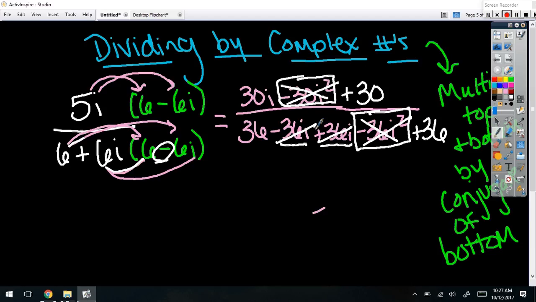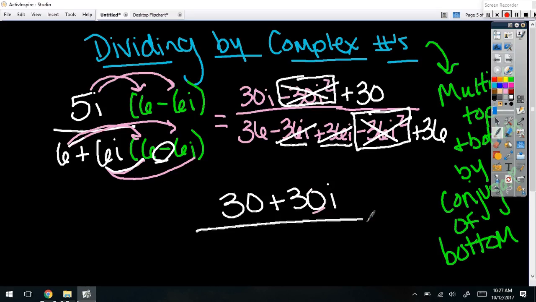36 plus 36? It's 72. So it's 30 minus 36 i squared... you don't add them together.